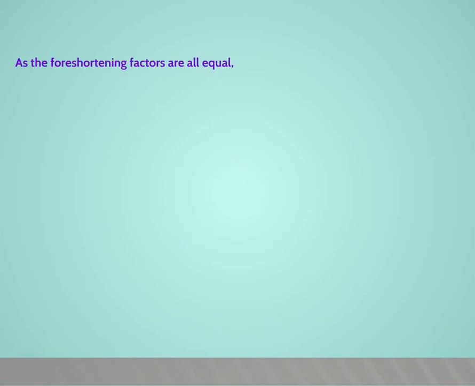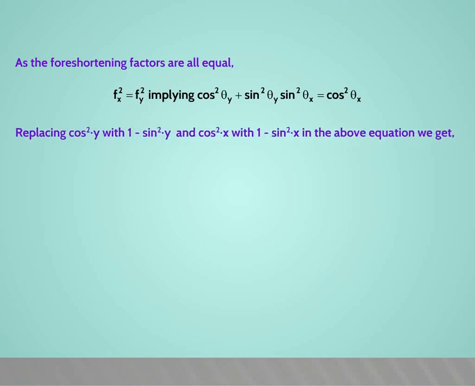As the foreshortening factors are all equal, fx square is equal to fy square, implying cos square theta y plus sin square theta y sin square theta x is equal to cos square theta x. Replacing cos square theta y with 1 minus sin square theta y and cos square theta x with 1 minus sin square theta x in the above equation, we get sin square theta y is equal to sin square theta x by 1 minus sin square theta x.